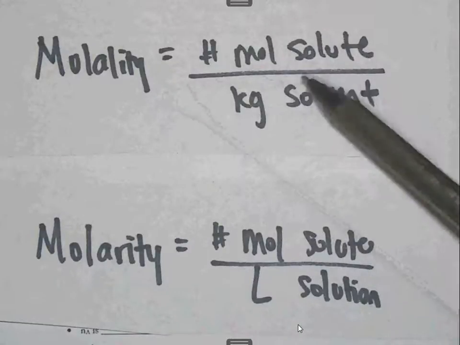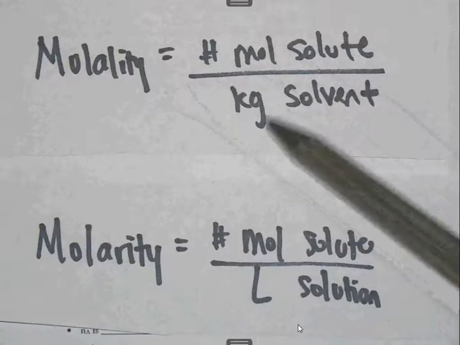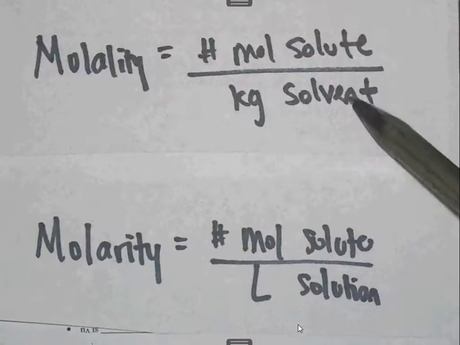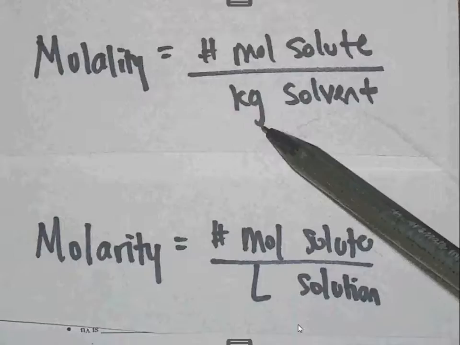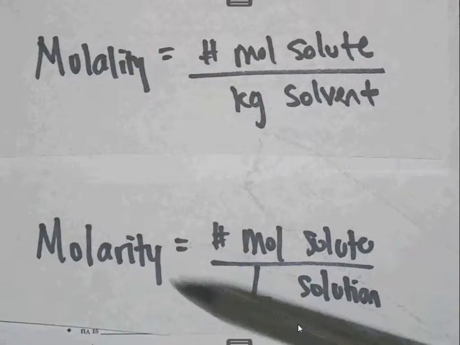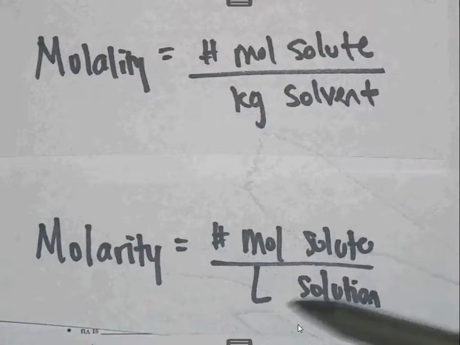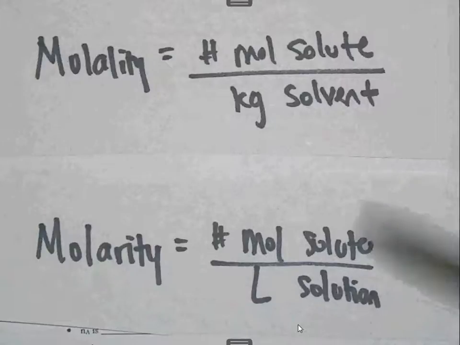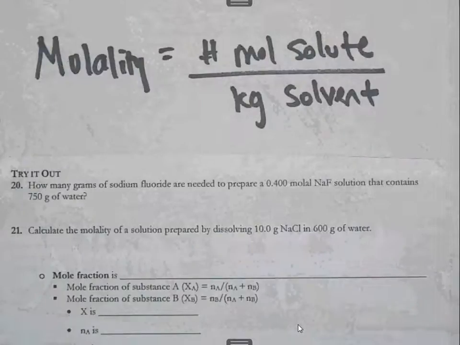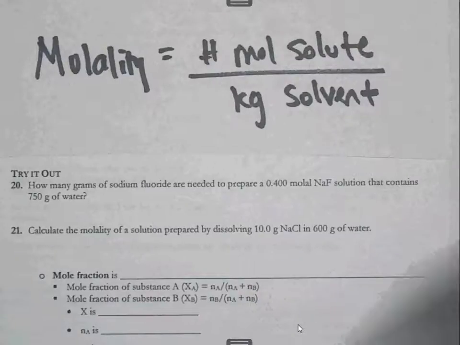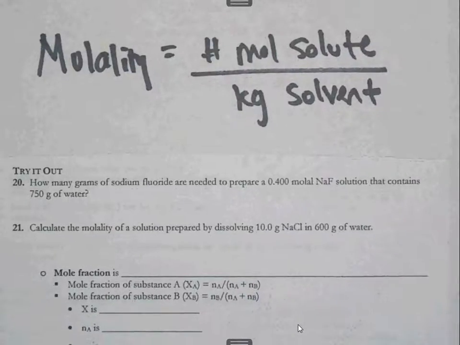Molality is moles of solute over kilograms of solvent. Not solution, but solvent. And it has to be kilograms. It cannot be grams. Molarity, we've worked earlier, it was moles of solute over liters of solution. So just watch yourself. So with molality, it's kind of like molarity. I just simply plug the information into my problems.